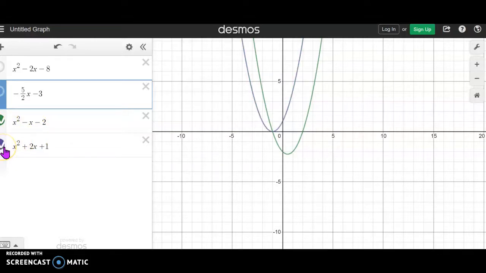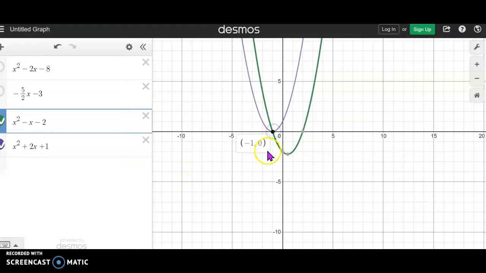When I turn that one on, okay, here's the two graphs, and look at the point. They cross right here at negative 1, 0. And that's what we got doing it algebraically. That's nice, you know, that the graph actually matches the work that we did. That's super nice.